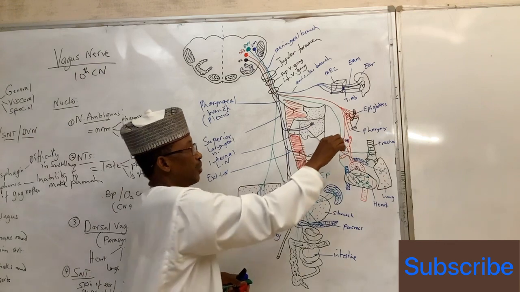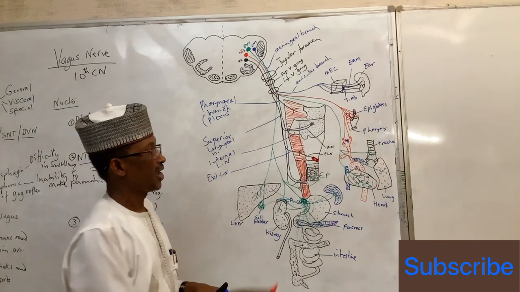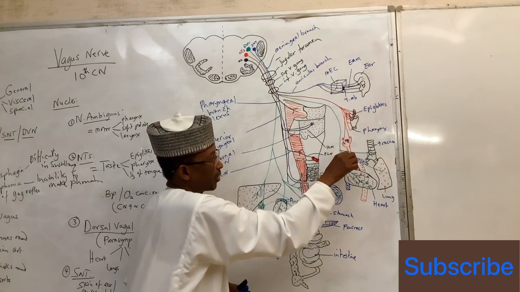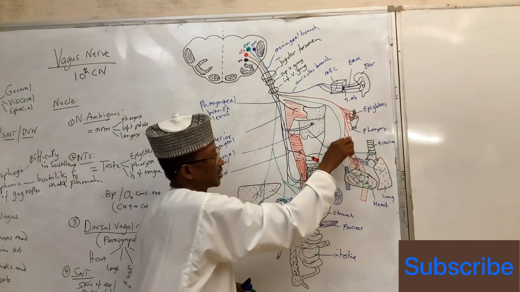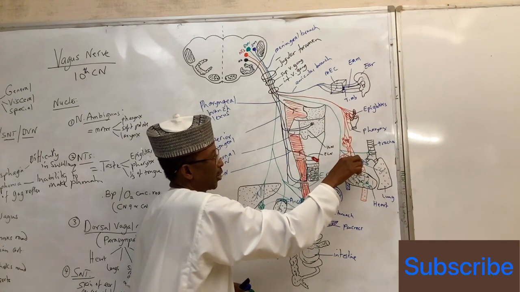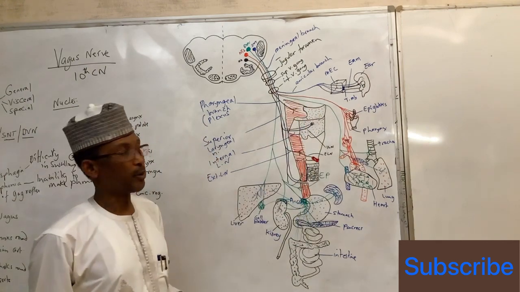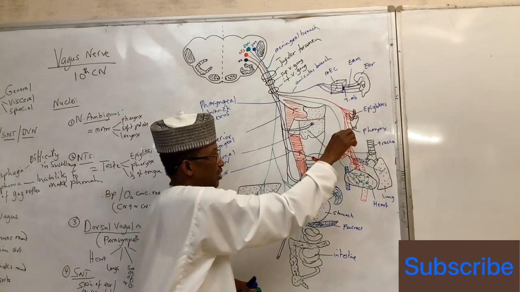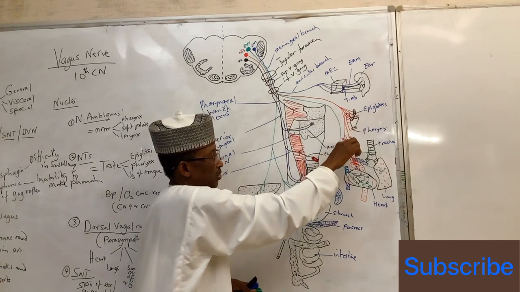Similarly, the baroreceptors on the internal carotid artery and also from the arch of the aorta here, they are all being carried, sensation from the baroreceptors from the arch of the aorta and from the carotid sinus, and also from the carotid bodies lying between the internal carotid artery and external carotid artery.